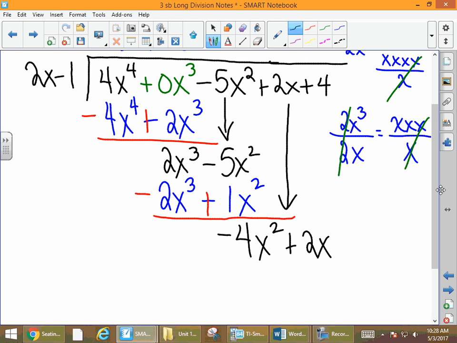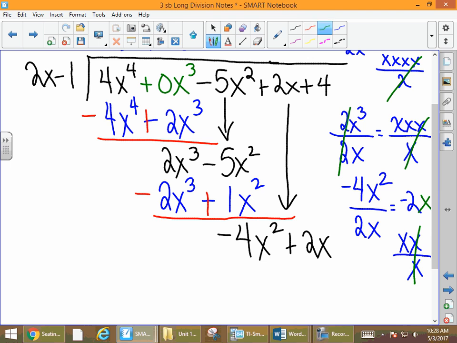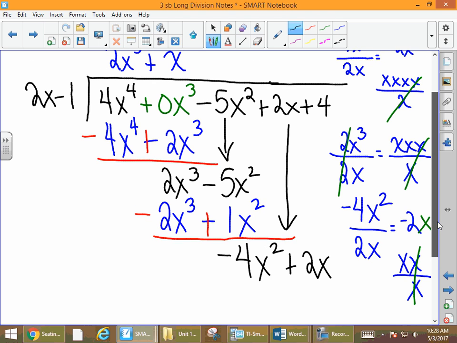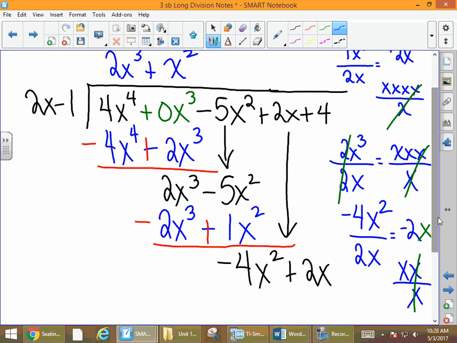So we want to get rid of the highest degree term. Negative 4x squared divided by 2x. And negative 4 divided by 2 is negative 2. X squared is x times x divided by x. One of the x's cancels out. So we get negative 2x, which is going to be part of our quotient, the answer to the division problem. I'm going to use that value now.